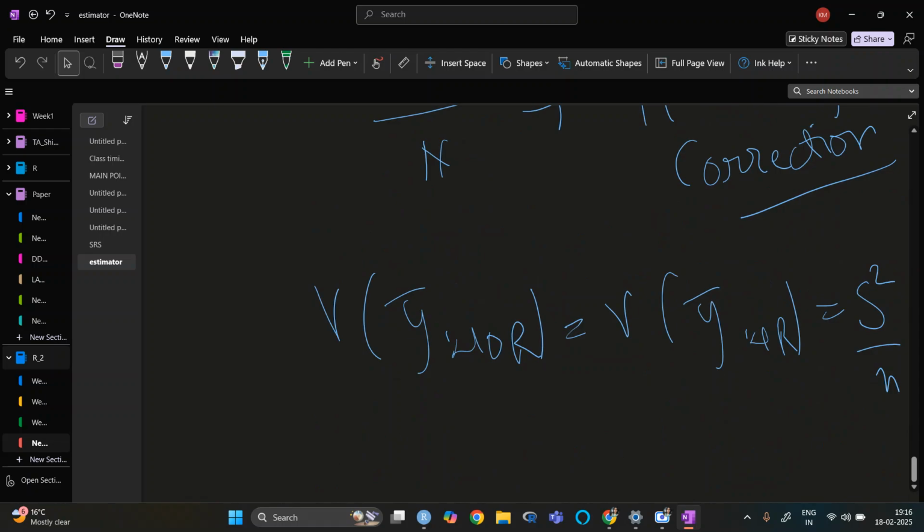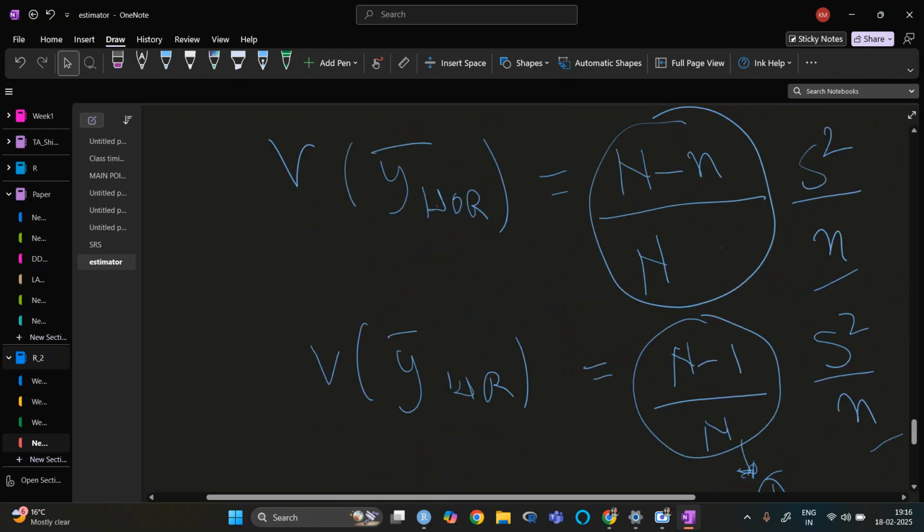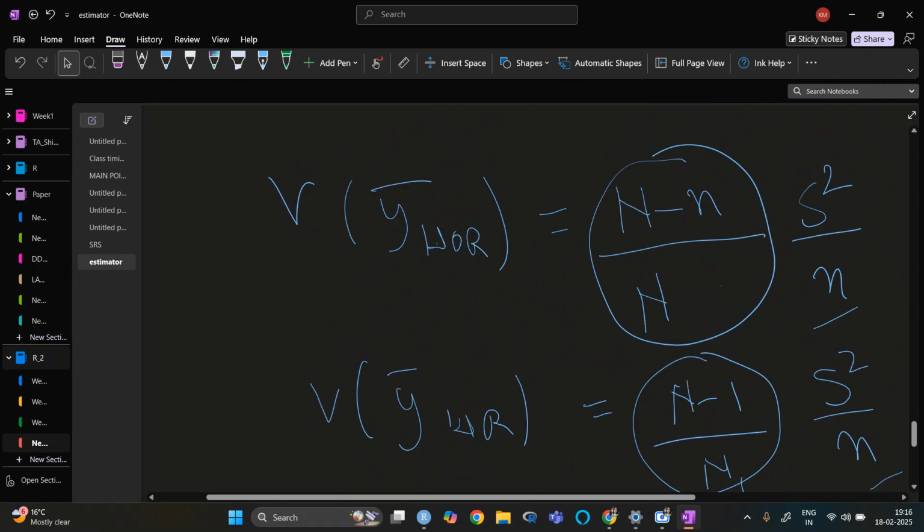Okay, so the next, we have gone through this already. So let me see if any point is remaining. Otherwise, we will just move to the next one. Okay. So the next is the estimation of population variance.